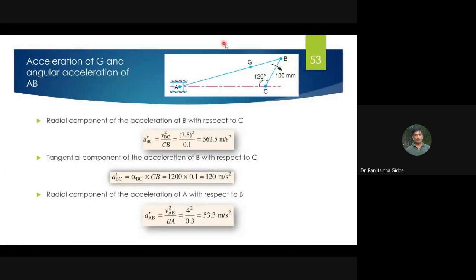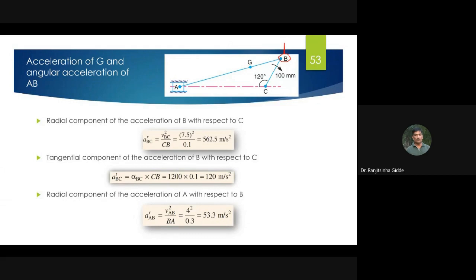Now consider only B here, this B. So, the radial component of the acceleration of B with respect to C. This is B with respect to C. This is the relative acceleration method. So first we need to see about this B, then A.